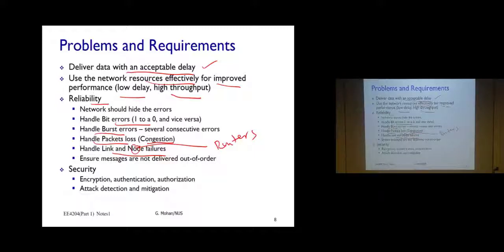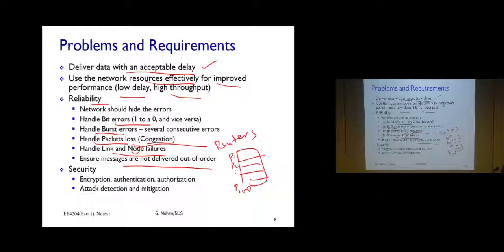So the network should provide some extra measures, necessary functions, and messages should not be delivered out of order. As I said before, when we send a message, it's split into different packets. Packet 1, packet 2, let's say there are 100 packets. So all 100 packets should be received at the other side of the application in the same order, 1, 2, 3, 4, 5.